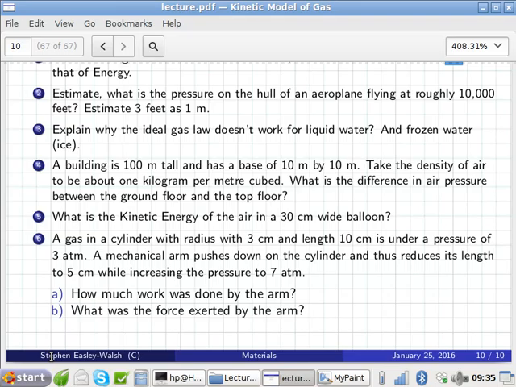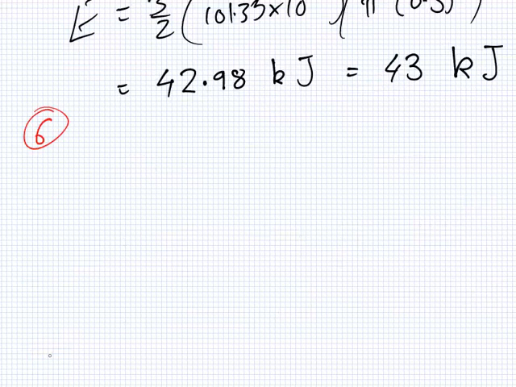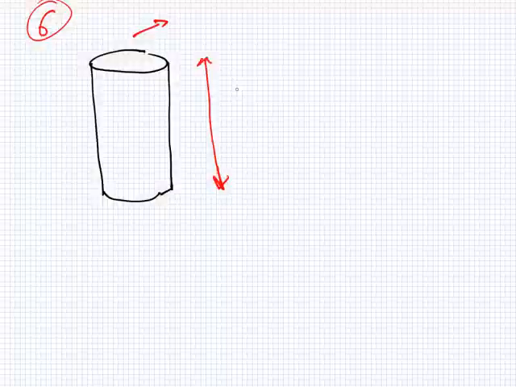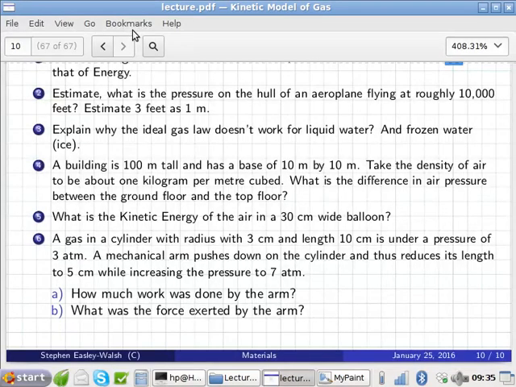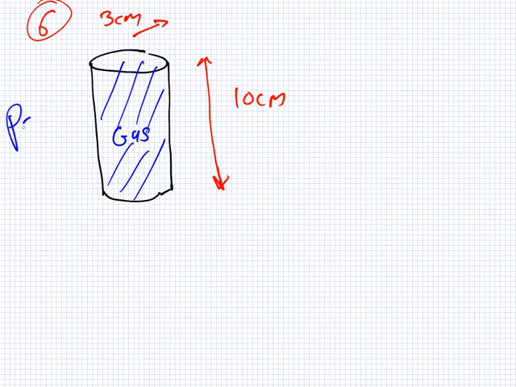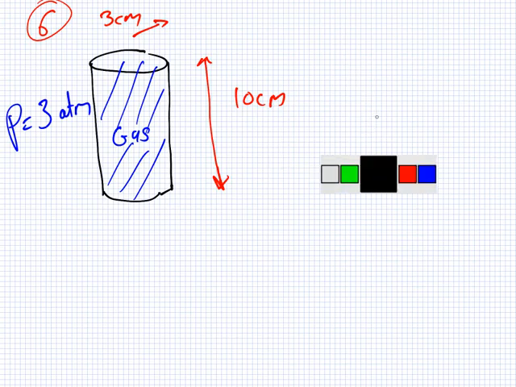A gas cylinder with radius 3 and length 10 is under a pressure of 3 atmospheres. A mechanical arm pushes down on the cylinder and thus reduces its length to 5 centimeters, increasing the pressure to 7 atmospheres. So what you have here is a cylinder. Its length is 10 centimeters and then 3 centimeters. And there's some gas in here. And the pressure in the gas is quite high. It's 3 atmospheres. Then somebody pushes the arm down.